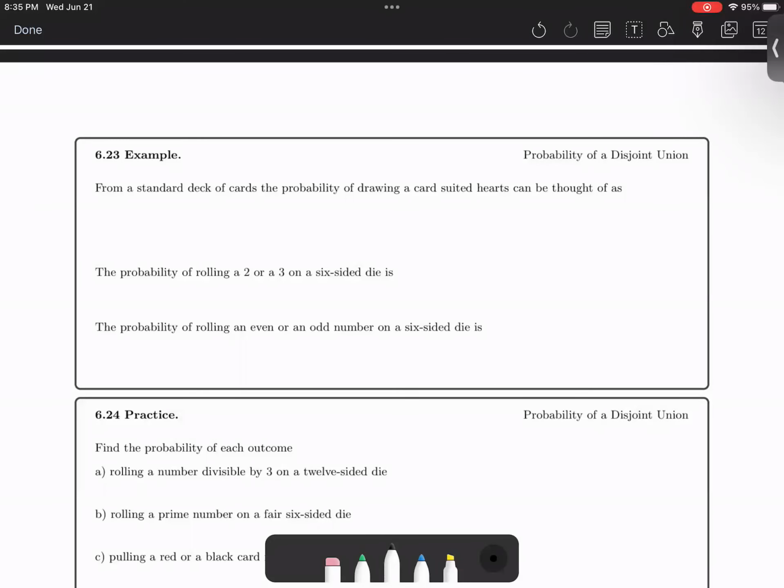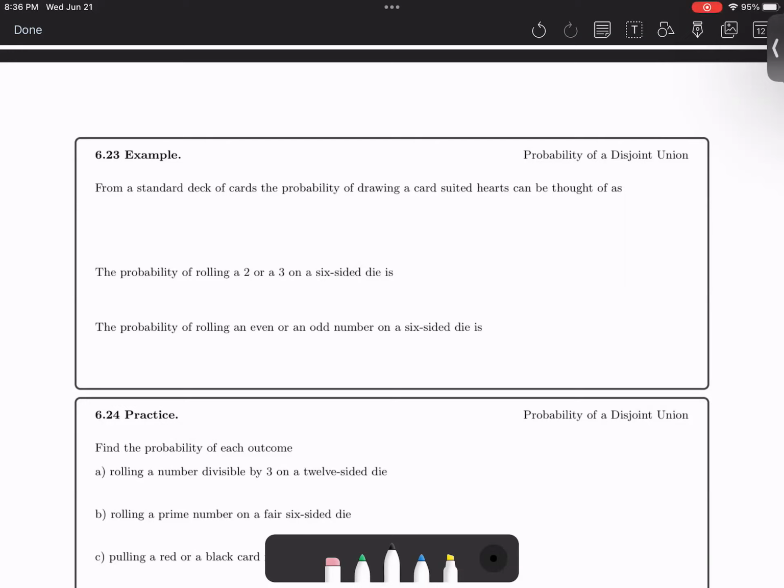All right, finding the probability of a disjoint union. So this is no longer an and statement. You don't need something to happen and something else to happen. This is not an intersection, but rather it's kind of an or statement. Either thing could happen and it would satisfy the condition of the event that you're interested in.